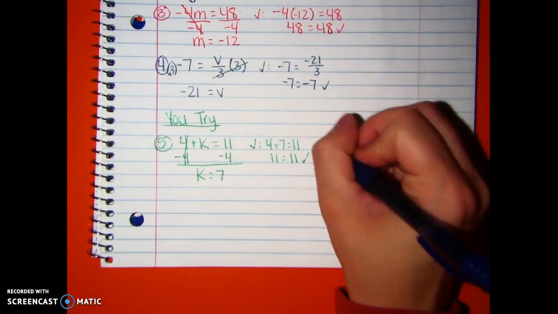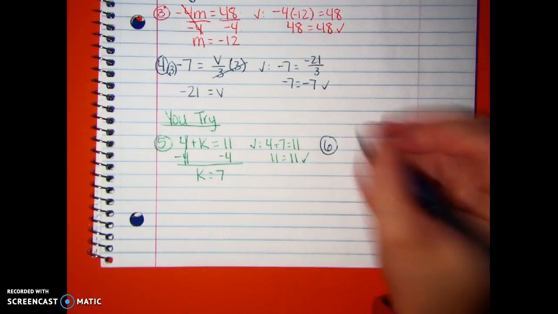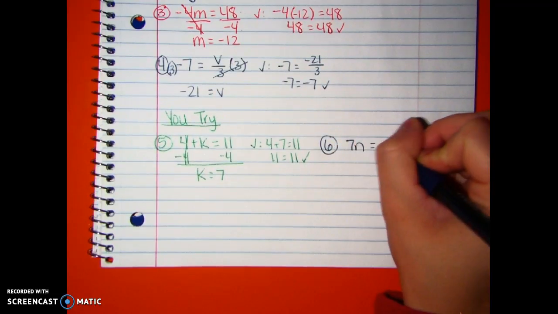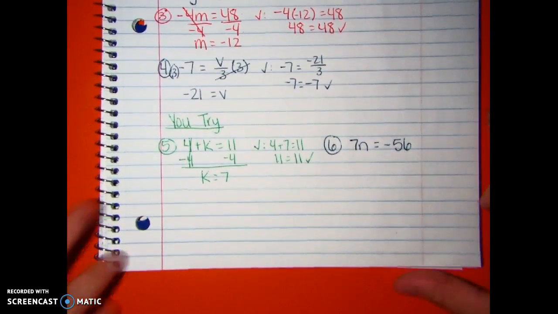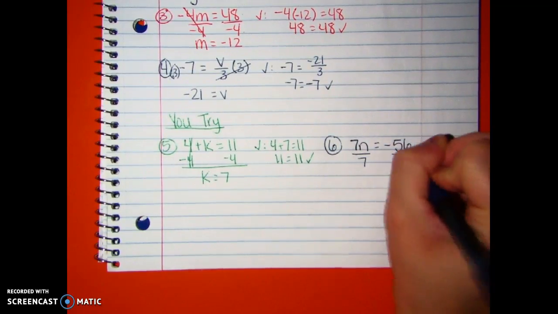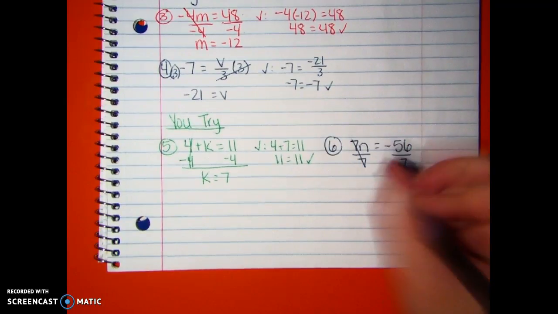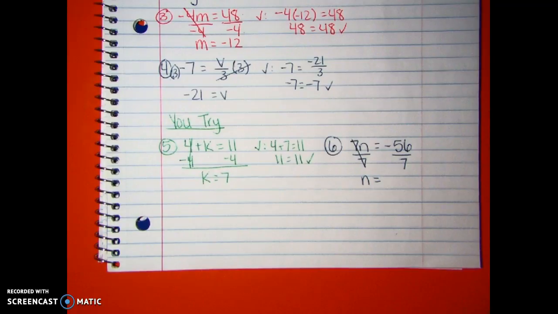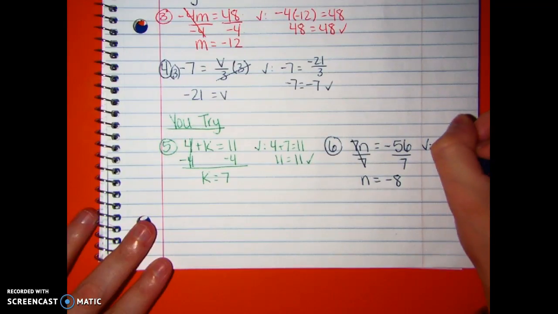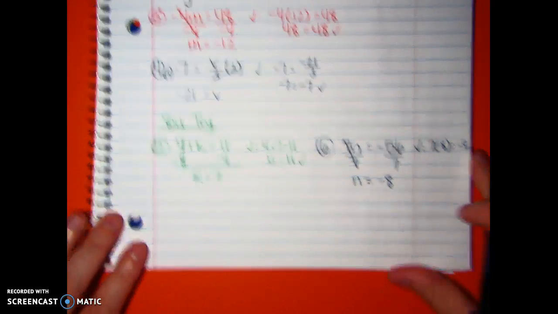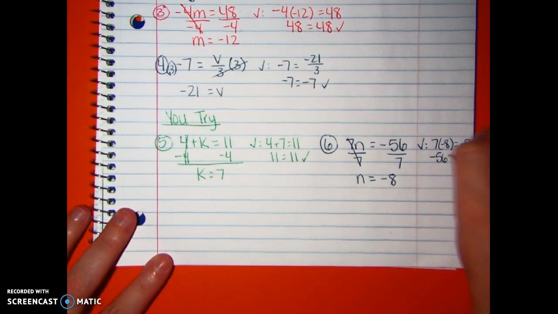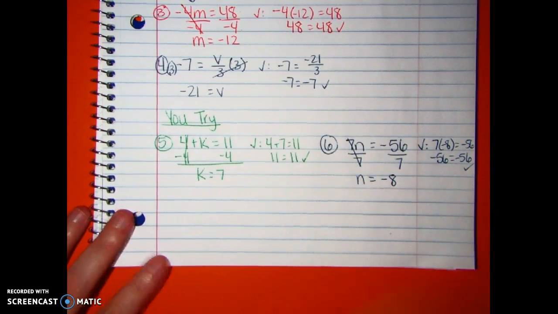Let's do number 6 over here. 7n equals negative 56. Go ahead and try that one and check your answer to make sure it's right. Hopefully you divided by 7 from both sides. And n equals negative 8. And let's check our answer. 7 times negative 8 equals negative 56. I'm running out of space. This is negative 56 equals negative 56, so that one's good.